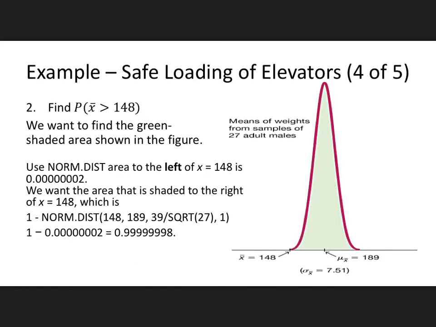So we are looking to find the probability that the group of men has a weight of greater than 148. Again, we're looking for area to the right, so we have to make sure we do the complement rule. So we're going to do 1 minus norm.dist, 148, 189, your 39 divided by the square root of 27, and then comma 1 or true, and when you get that, you get 0.9999998.